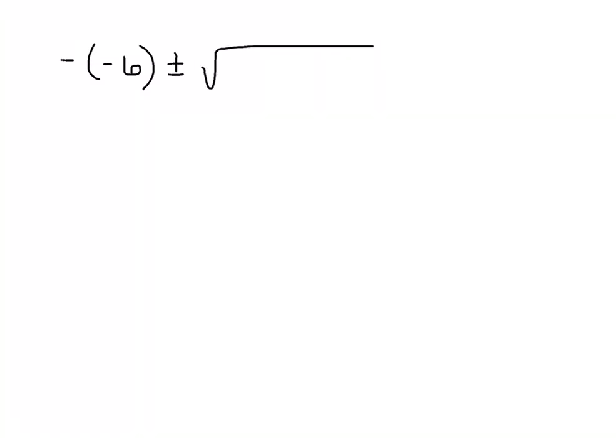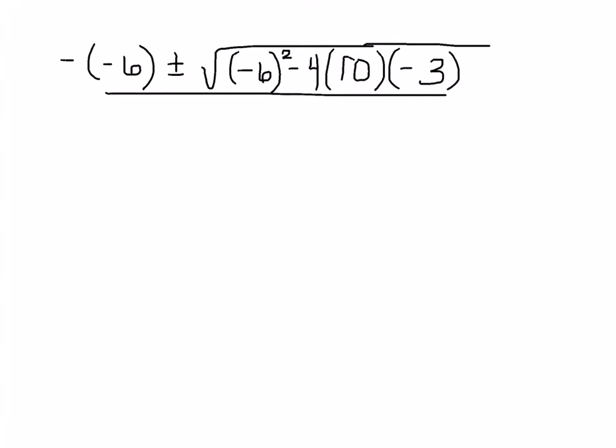Plus or minus the square root of negative 6 squared minus 4 times, what number was in the A slot? 10. And what was in the C? All over 2 times 10. At the beginning, ooh, that's really hard to see, sorry. At the beginning, what's a negative and a negative make? Positive 6. Plus or minus the square root of, what's negative 6 squared?